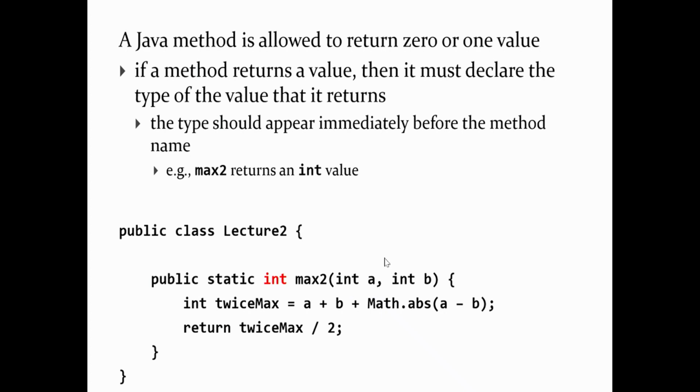Well, it's int. So it makes sense that the method max2 also returns an int value. So the type should appear immediately before the method name. I don't remember if it has to appear immediately before the method name. It's possible that you can move the order of public and static and int, but I don't remember exactly. So I'm always going to write it as public static int. It may be possible to write this as public int static. I don't remember. Almost all Java programmers write it public static int.